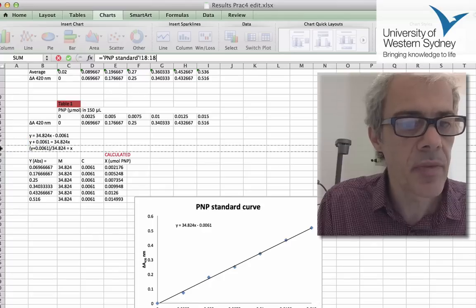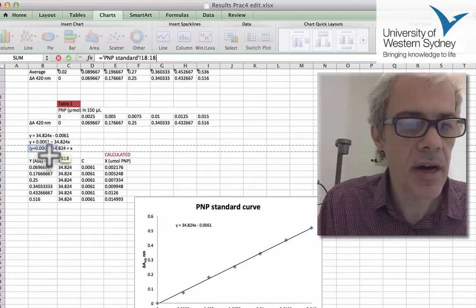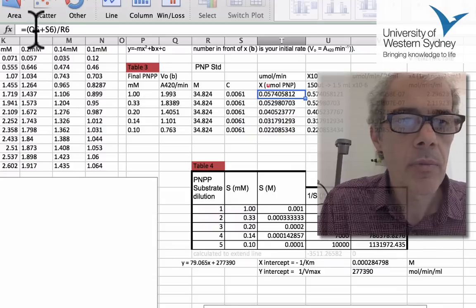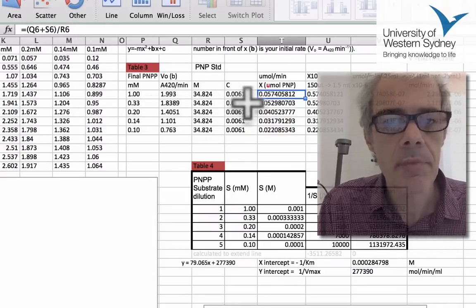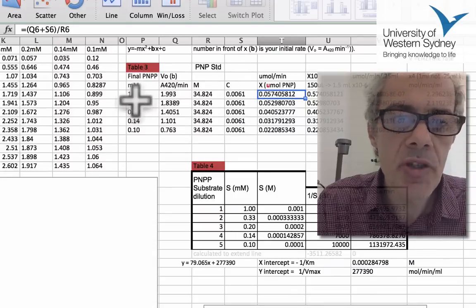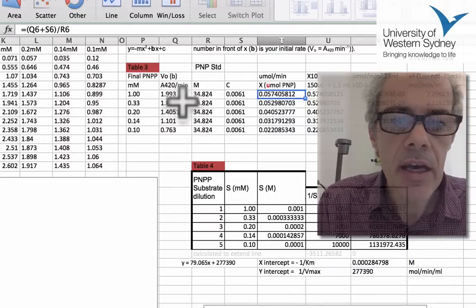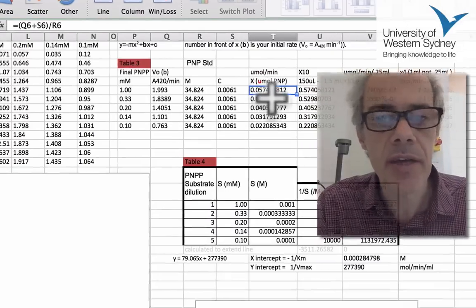this equation here. It's just something plus something divided by something. So absorption plus something divided by something. And these are the somethings here. Okay. So from that standard curve, I've converted my absorption reading here into an amount, which is micromoles of nitrophosphate.